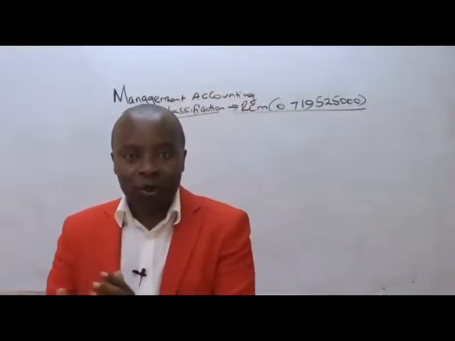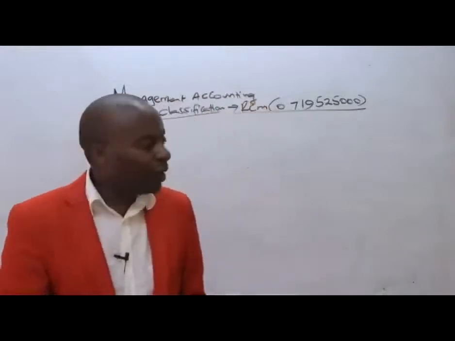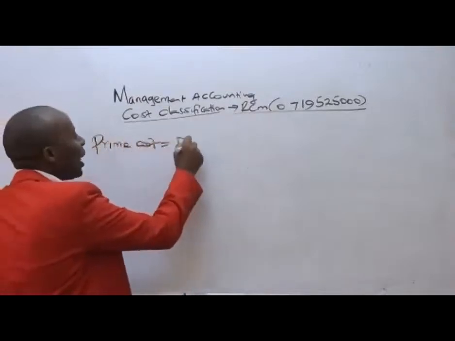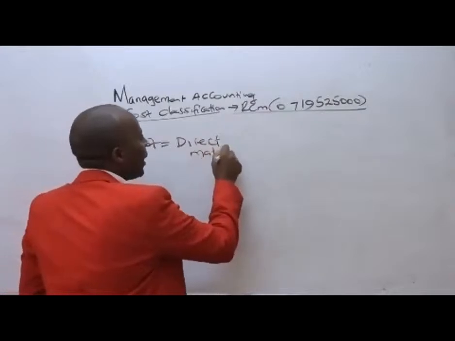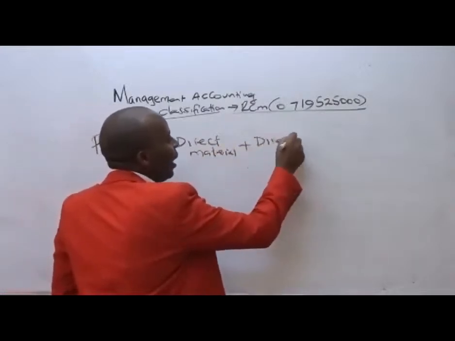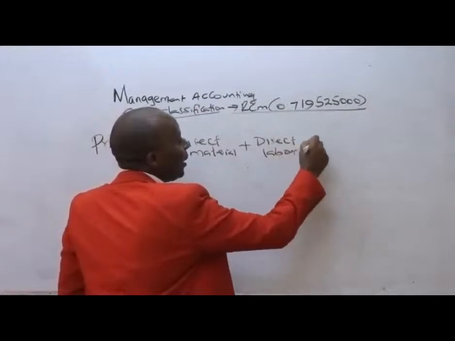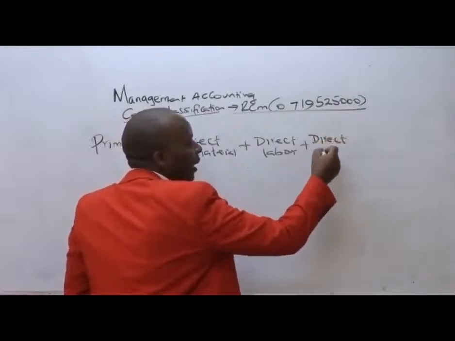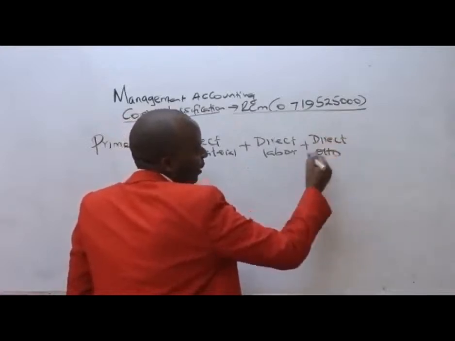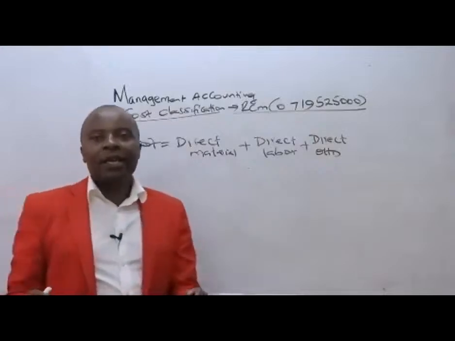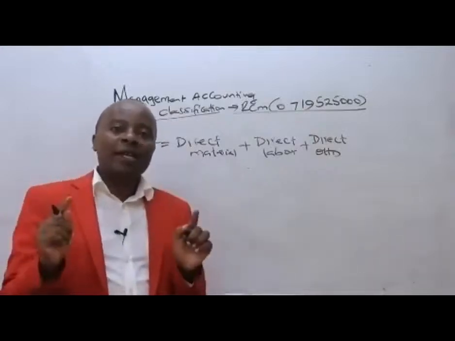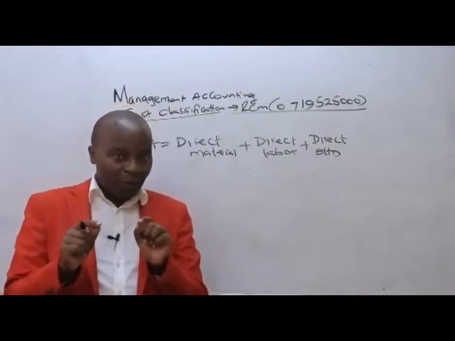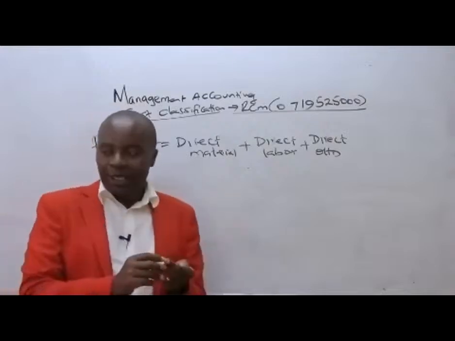Prime cost. So under prime cost, what do we have? We have direct materials plus direct labor, and if there is any expenditure that happens to be an overhead that is directly attributable, direct overhead. Perhaps you hired a production room directly attributable to a particular production process. That will fall under what we call direct overhead.